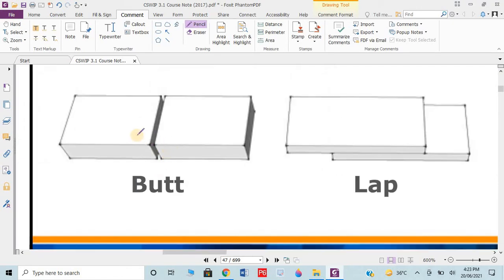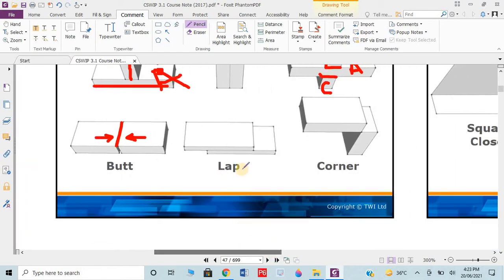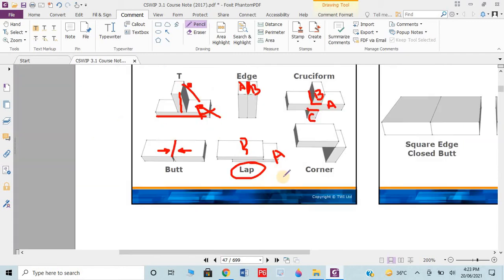Then we have the butt weld. Butt weld is the welding where two pieces are in opposite directions, then we need to perform a butt weld. I will show you the 3D picture for your better understanding. Then we have the lap joint. If both parts, part A and part B, overlap each other, then this kind of welding is considered a lap joint.